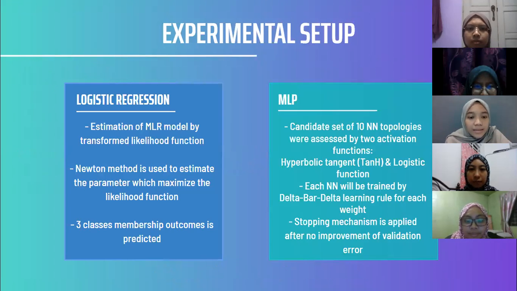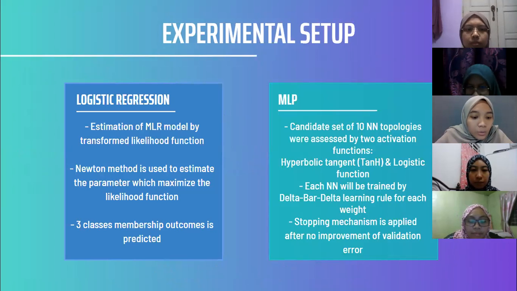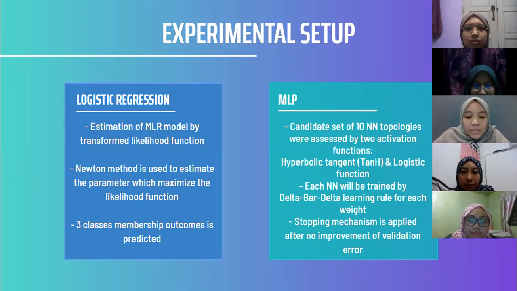I'll proceed with a simulation experiment, which includes the logistic regression experiment and also the MLP experiment. For the experimental setup, there are two: logistic regression and MLP. For the logistic regression experimental setup, the transform likelihood function was applied in the estimation of the MLR model to demonstrate the log likelihood method, as it consists of identification of coefficients which will optimize the MLR's log likelihood function. Besides, the Newton method will be used to estimate the parameters that maximize the likelihood function using the software LIMDEP. In the MLR model measurement, 3 class membership outcomes will be predicted. In order to determine the class membership, the coefficients that are connected to the probability of an outcome will be used.